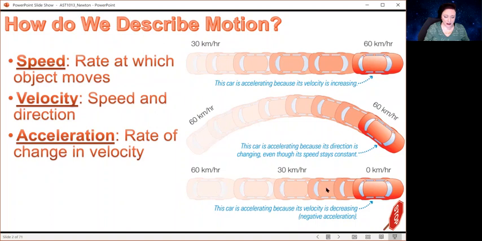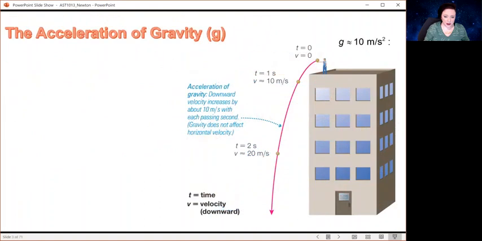Sometimes we say decelerate. Acceleration is something that we're actually familiar with in our everyday lives because this is what gravity does. So here I've got a guy standing on top of a tall building, and he's got a ball, and he's going to drop that ball. And at time 0, the ball isn't moving at all.